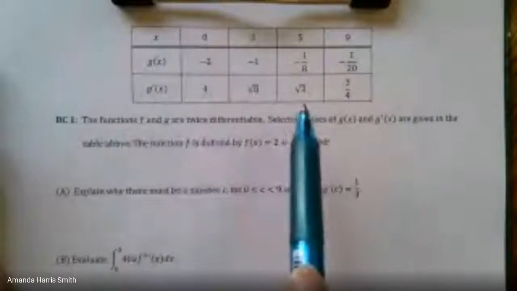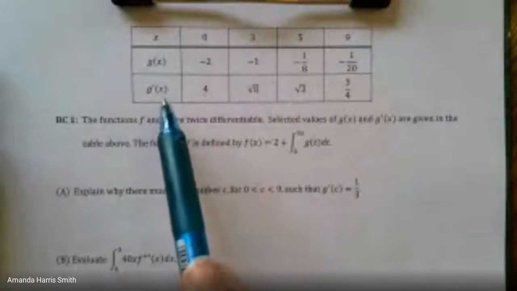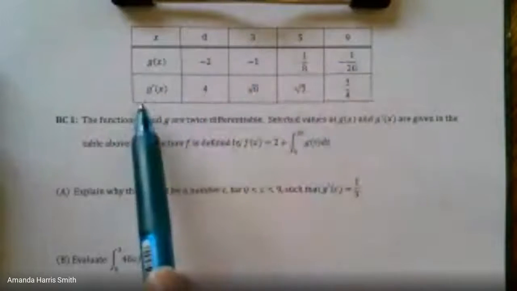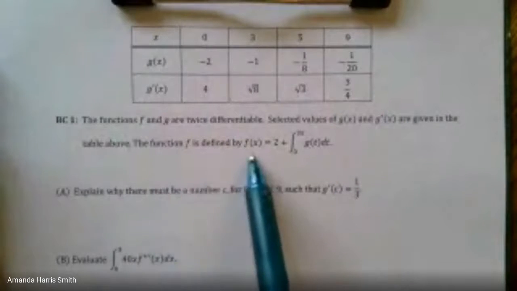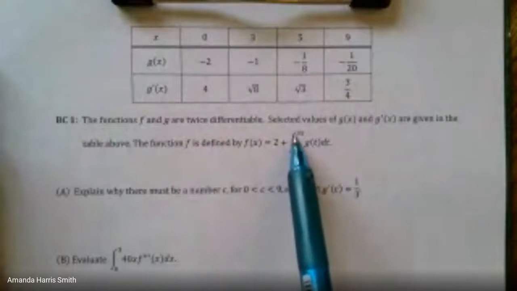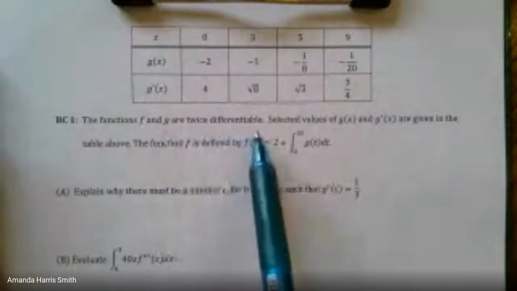All right. I'm assuming we've all read and attempted at least the problem. We've got this table of values for g of x and for g prime of x, and then we also have this information here about f involving an integral of g. We're also told they're twice differentiable, which means they're also continuous.